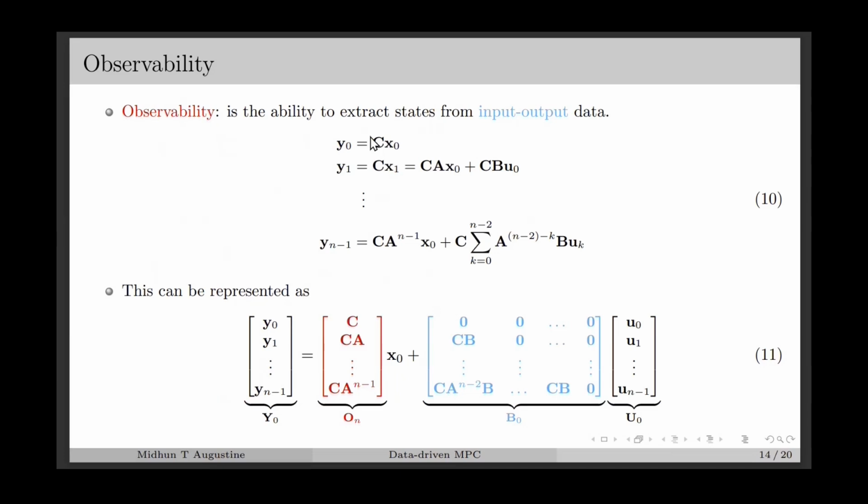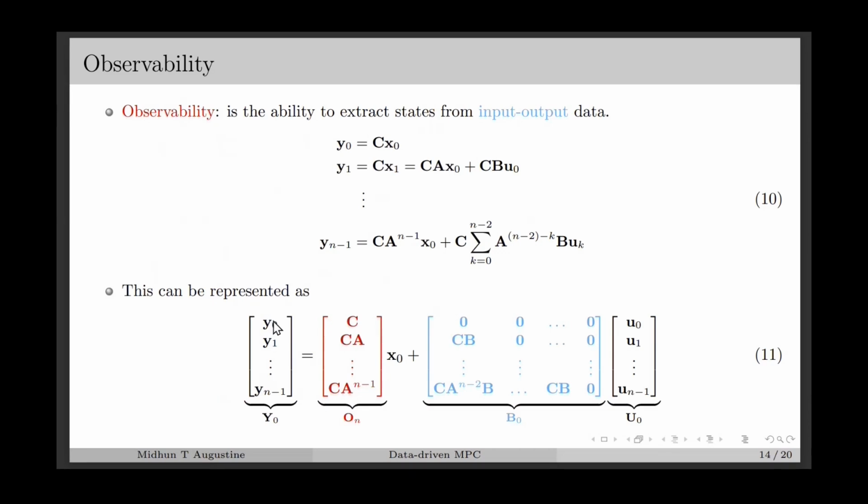Now, from the output equation, we have y0 equal to Cx0. y1 is Cx1, which is equal to CAx0 plus CBu0, and this goes till yn minus 1. All the equations can be compactly represented as in equation 11, where we have y0 till yn minus 1, which we can also call the vector capital Y0, equal to this matrix times x0 plus this matrix times u0. Here we call this matrix the observability matrix, denoted by On, which contains C, CA, till CA raised to n minus 1 as its rows.